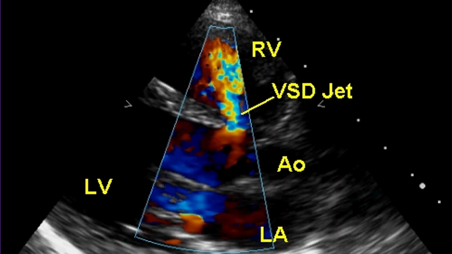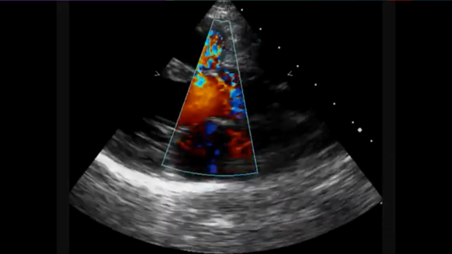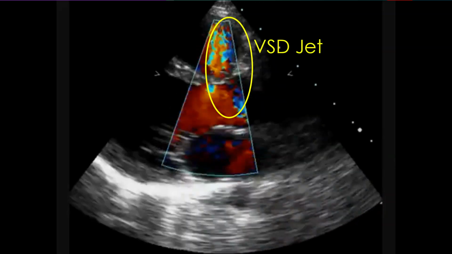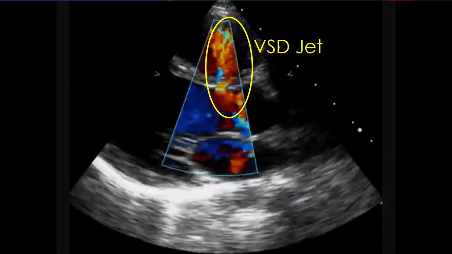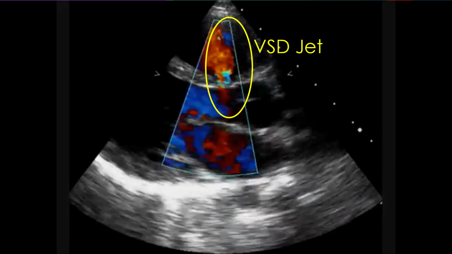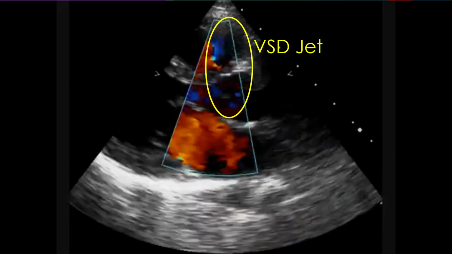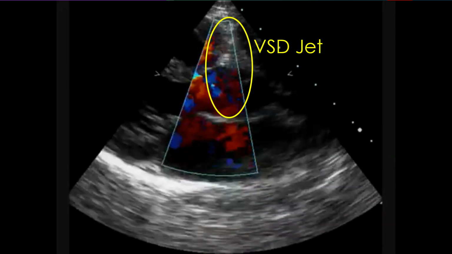Still frame from parasternal long axis view in perimembranous VSD showing the color jet from the subaortic region of left ventricle to the right ventricle. Color sector in parasternal long axis view shows the mosaic multicolored VSD jet across the perimembranous VSD from the left ventricle to the right ventricle. It is a high velocity jet because VSD is restrictive. The neck of the jet almost corresponds to the size of the VSD.